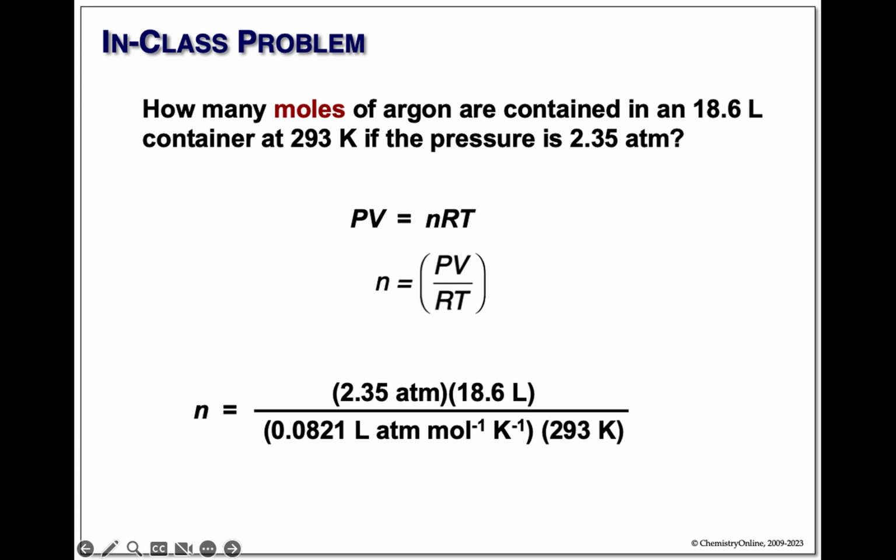We see that we can immediately cancel atmospheres. We can cancel liters. We have Kelvin and 1 over Kelvin. Those also cancel. And we're left only with mole to the -1 in the denominator. We know that that comes up. So we just calculate 2.35 times 18 divided by 0.018 divided by 293. We have 1.81 moles of gas.